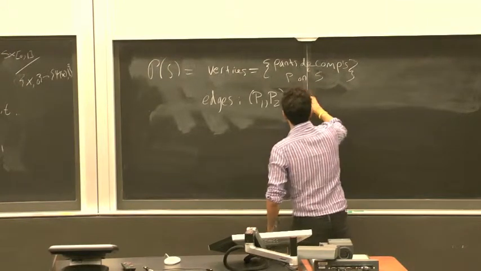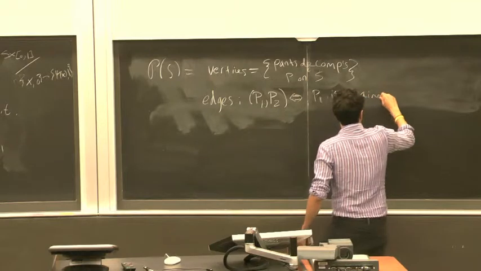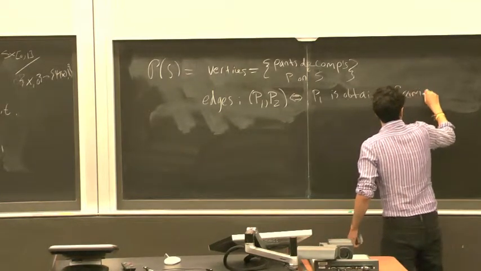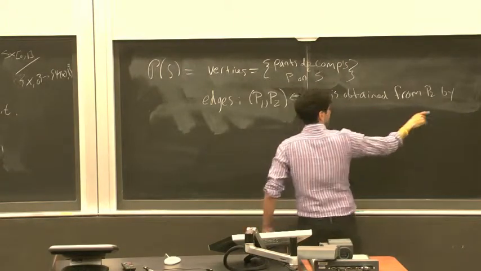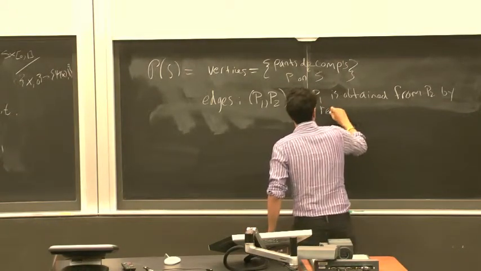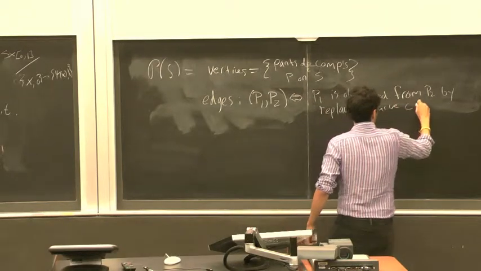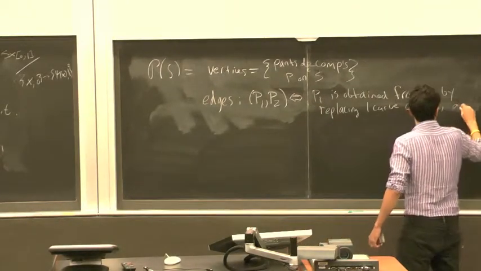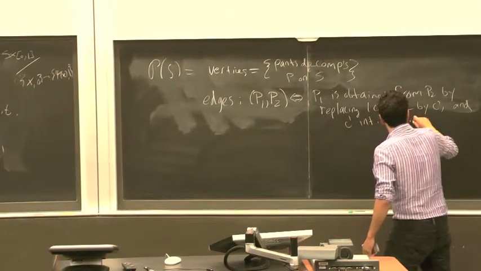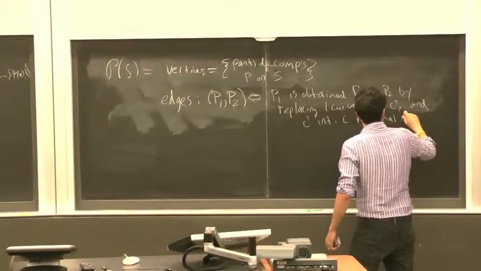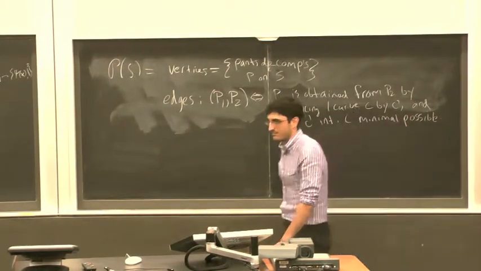So P1 is obtained from P2 by replacing one curve C by C prime, and C prime intersects C the minimal possible amongst all choices of curves I could have replaced C with that will still make me have a pants decomposition.